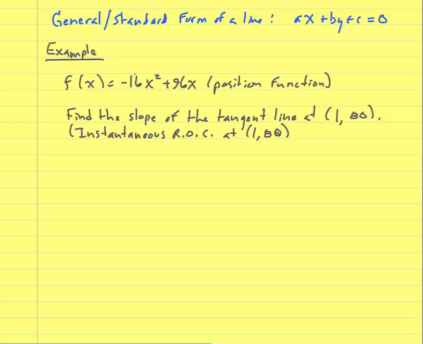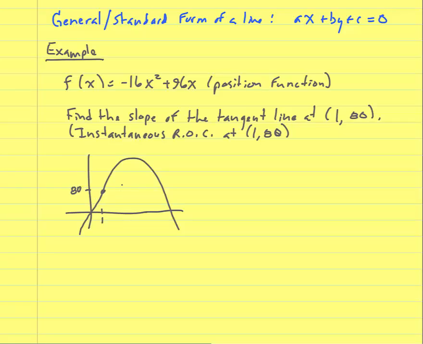So this is a parabola that opens down. So we can kind of think about this as a curve sketch if we want to. Now I'm not exactly sure how high this will go, but I just want to get a general idea of this. So here it would be the point, let's say (1, 80).